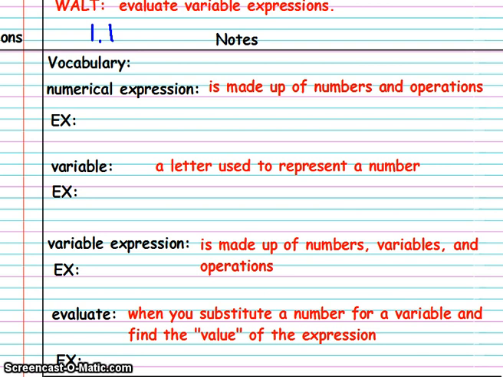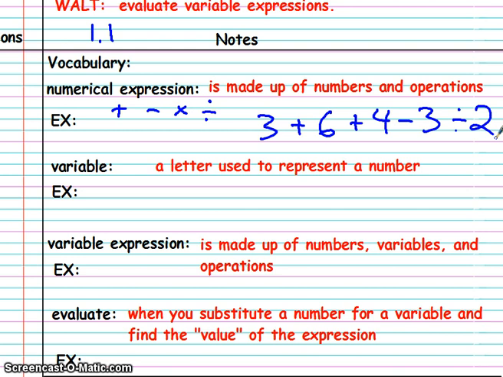So we're talking about a numerical expression, and that is made up of numbers and operations. So all that means is, what is an operation? Well, we're going to add, subtract, multiply, or divide. Those are a couple that we can deal with. And so it's got numbers and operations. So if we say 3 plus 6 plus 4 minus 3 divided by 2, that's a numerical expression because it's got numbers and operations in it.